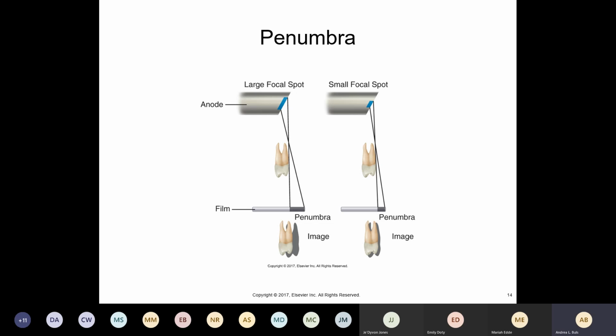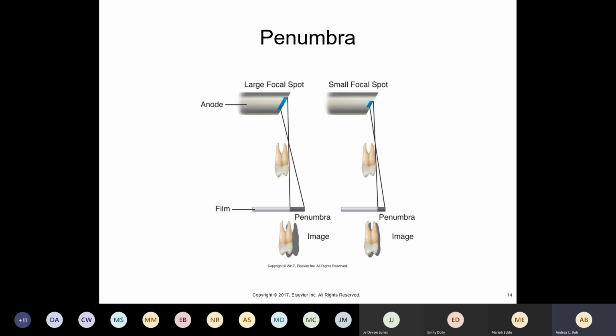So if you look at the image that I have on the screen, remember I've always talked about that anode target and how there's a focal spot right in the middle of that target. We want our x-rays to be super hyper focused on that tiny focal spot, because if those electrons come in and hit that small focal spot, then they don't fan out as much or diverge as much. And the more divergence we have, the more penumbra we have.